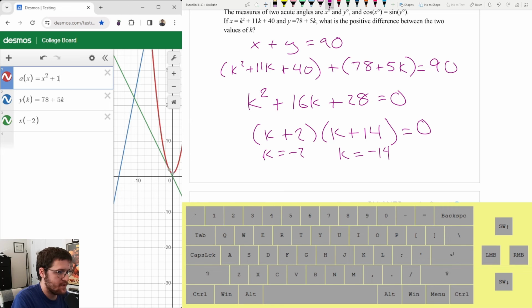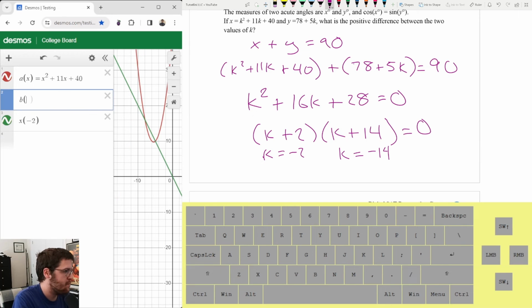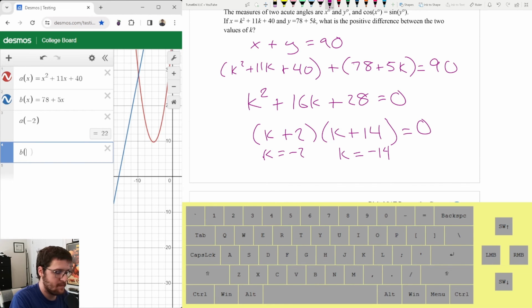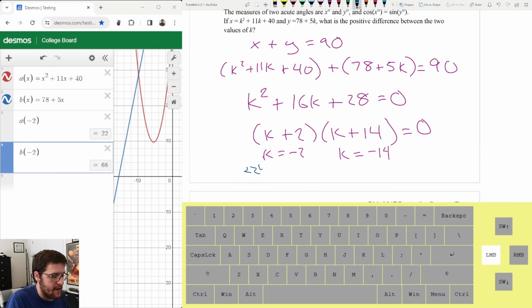X squared plus 11x plus 40. Let's call this angle B of x equals 78 plus 5x. And now we're going to do A of negative 2 and B of negative 2 for the first value. Okay, so I get 22 degrees and 68 degrees. Both those seem good.